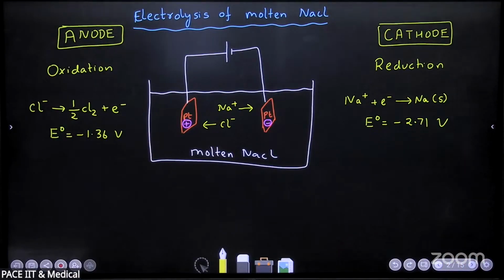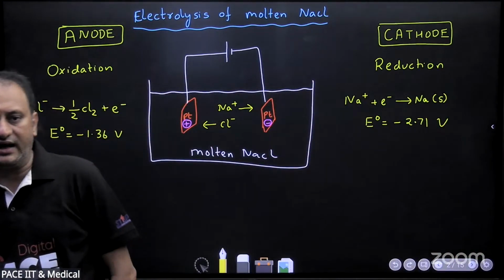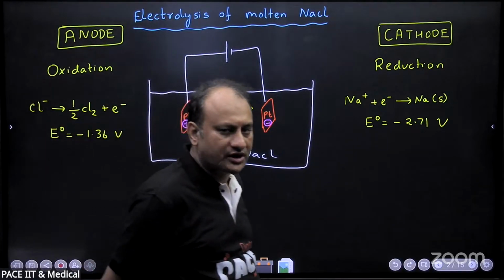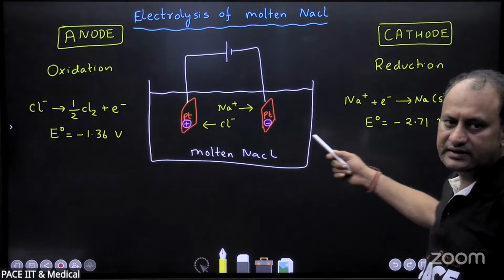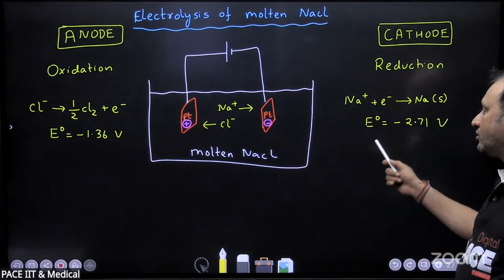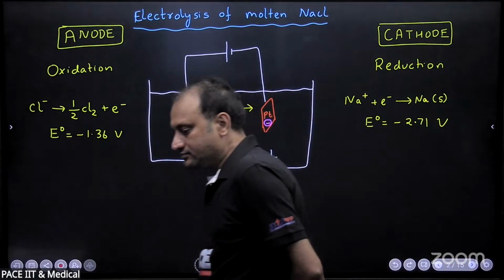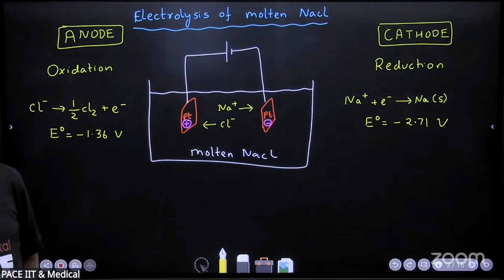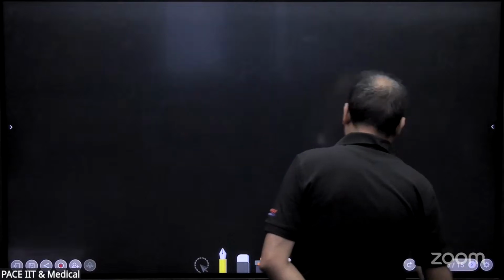You might be asked, several problems are like that, that they will give you an electrolysis and ask you what the products are. So if you are asked this same question for electrolysis of molten NaCl, then your answer would be that at the anode, chlorine gas will be liberated. And at the cathode, solid sodium will be deposited over the cathode plate. So this is electrolysis of molten NaCl. Let's move to our next example.